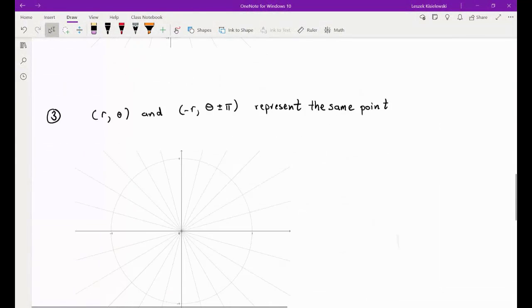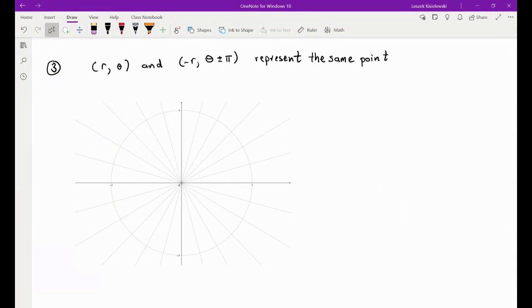All right. So using that fact, we can now find yet another way to represent a point using polar coordinates. So let's take a point represented by polar coordinates r, theta, where r is positive, say. Okay, so we're over here.